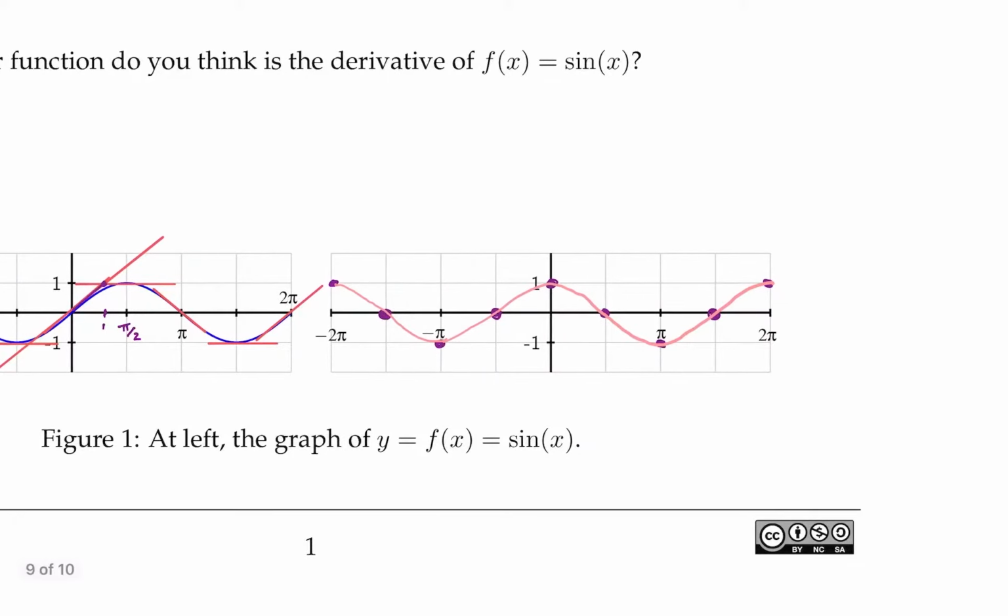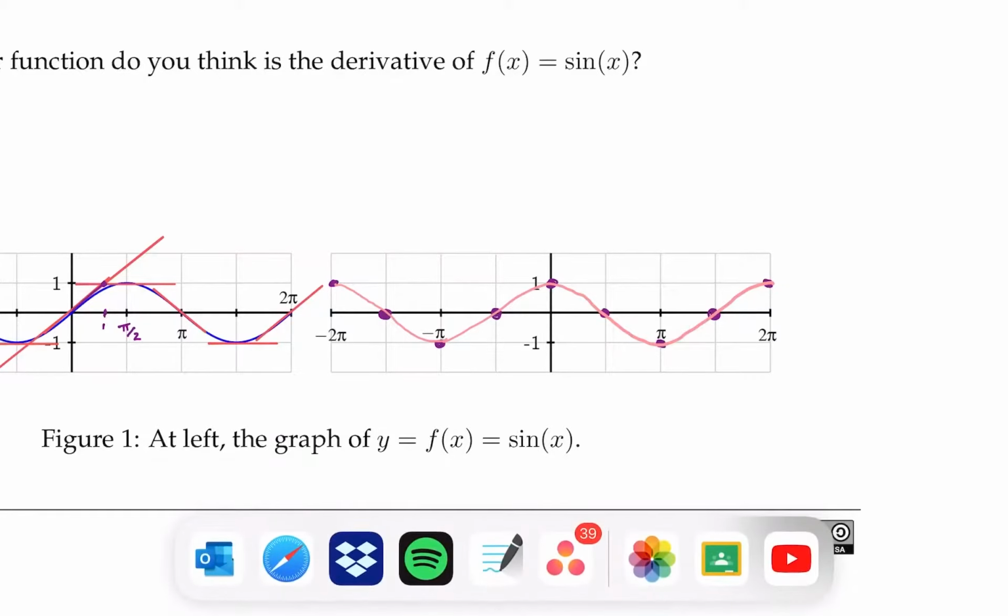Which kind of looks like sine, except it's not sine, right? It's sine that has been shifted because sine of 0, just like over here, should be 0. This function, when we plug in 0, we get 1. So this, in fact, looks a lot like cosine. And let me show you in Desmos one more thing.